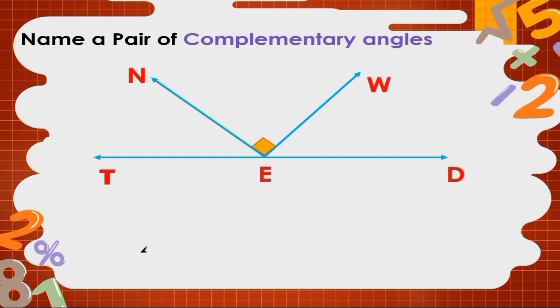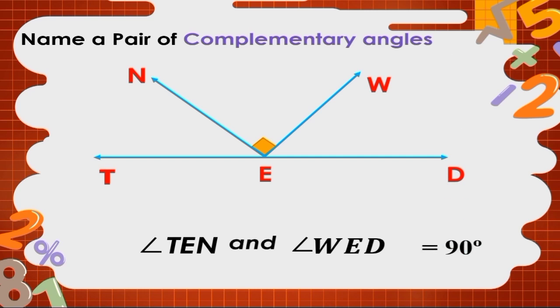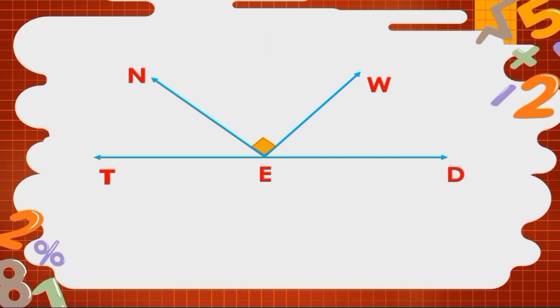Next, name a pair of complementary angles. So, pair, ibig sabihin kapag ini-add natin, 90 degrees ang kanilang angle. So, we have angle TEN and angle WED. Bakit? Kasi si angle NEW measures 90 degrees already. So, therefore, angle TEN and angle WED are 45 degree angles.